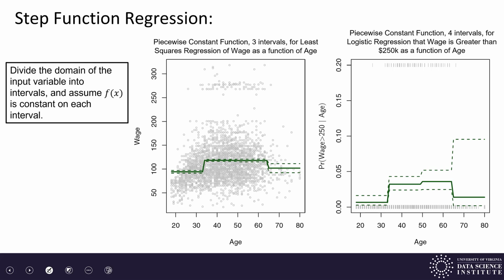We can do similar things with step functions. On the left-hand side, again, we're predicting wage as a function of age. We don't seem to have as good of a fit, but something is interesting. We have these three different stages in a career, maybe teens through early 30s, then mid-30s through, say, 65, and then 65 and above. These are giving us a rougher shape.